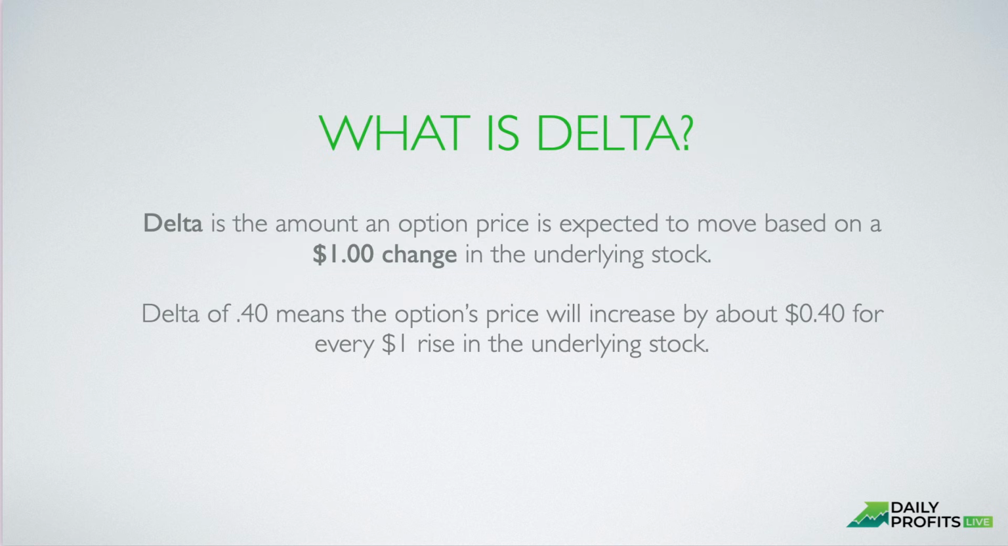So what is delta? We should all probably know what delta is, but if you don't, delta is the amount an option price is expected to move based on a $1 change in the underlying stock. So a delta of 40 means the option's price will increase by 40 cents for every $1 rise in the underlying stock.